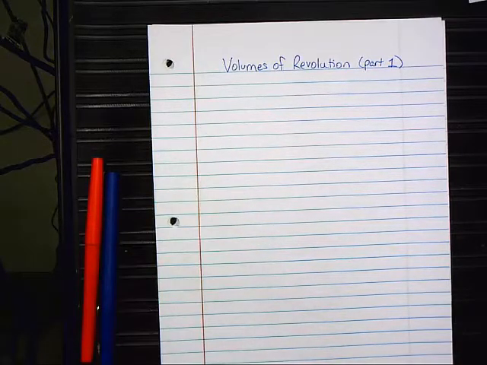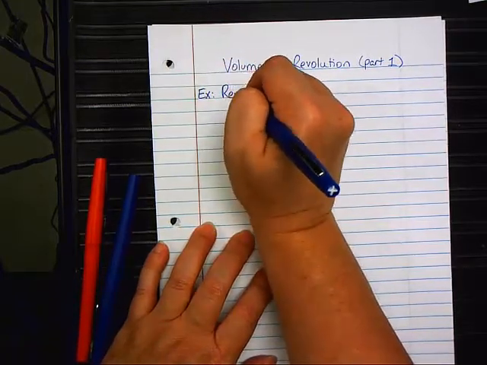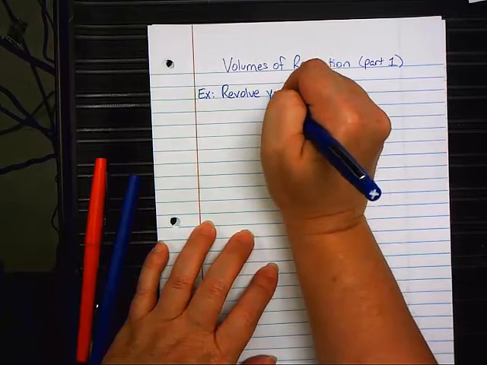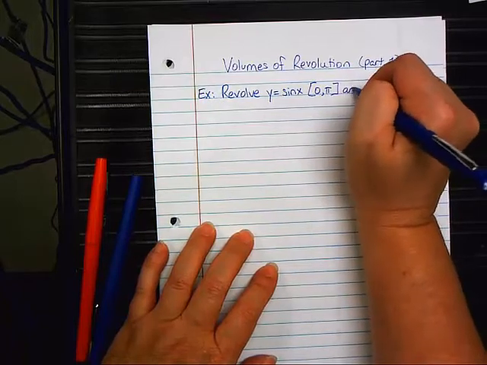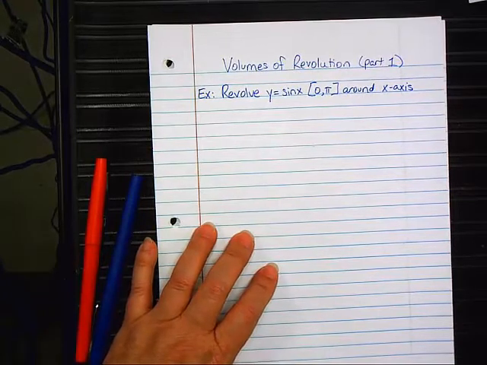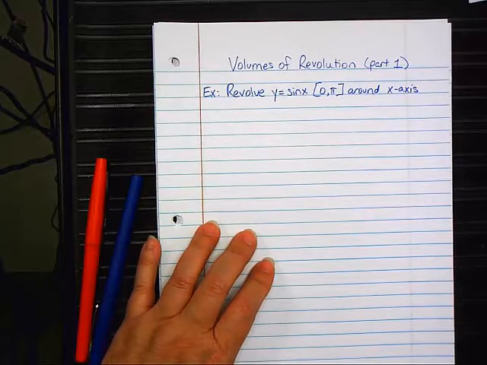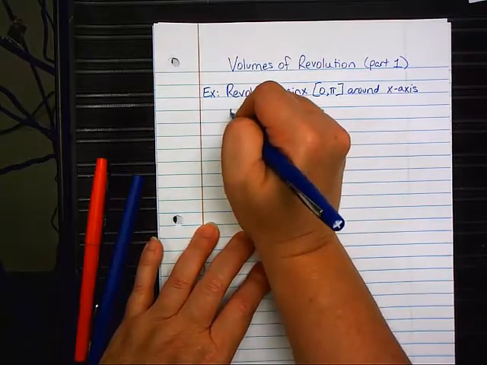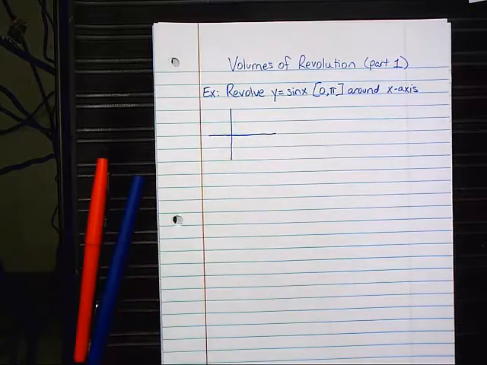So let's start with this example. We are going to revolve y equals sine of x from 0 to pi around the x-axis. They will always tell you what to revolve around. Today we're going to focus only on the x and the y-axis, not on revolving around other lines besides the x and y-axis. Okay? So, first thing we're going to do is draw basically a cross-section of what this is going to be.